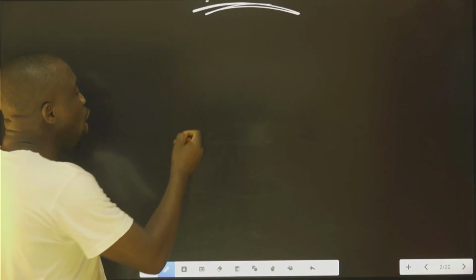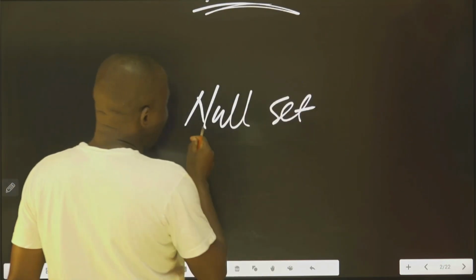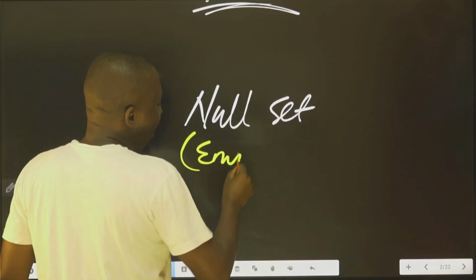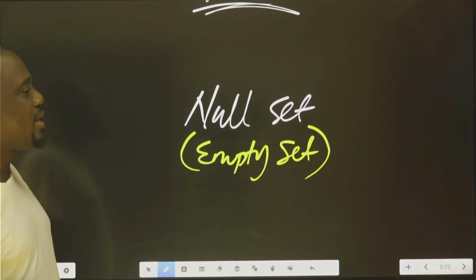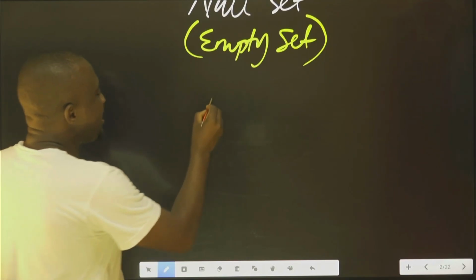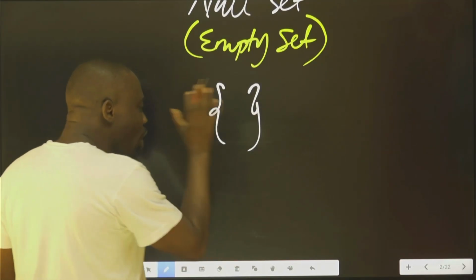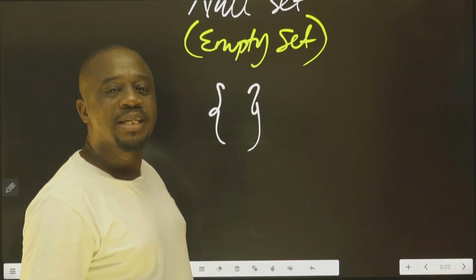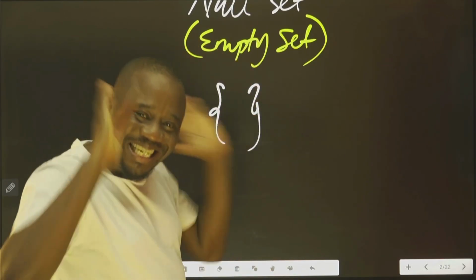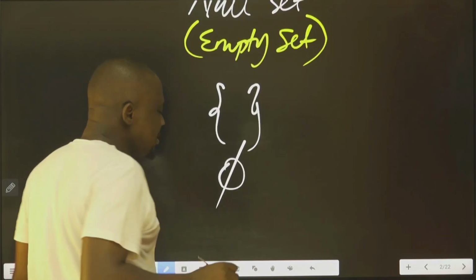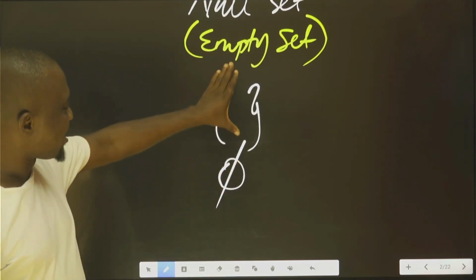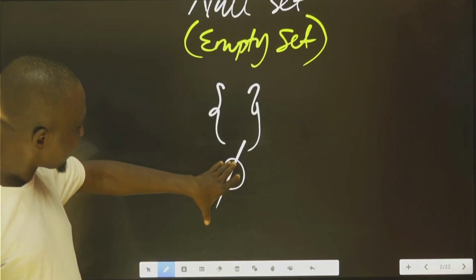We also have the null set. You can write it as what? Empty set. Okay? This means you can represent it like this. There is nothing inside. How many elements are you seeing here? 0 element. No element. So it means it's a null set. There is nothing inside. This is representing one null.